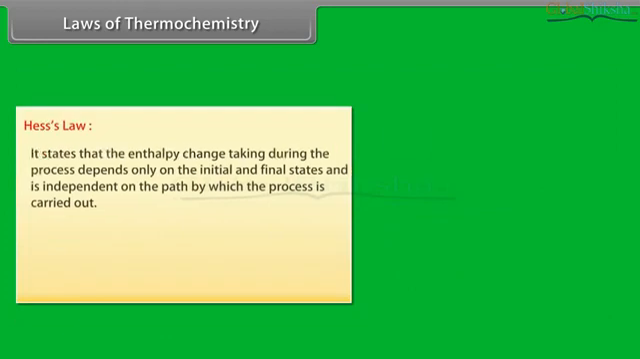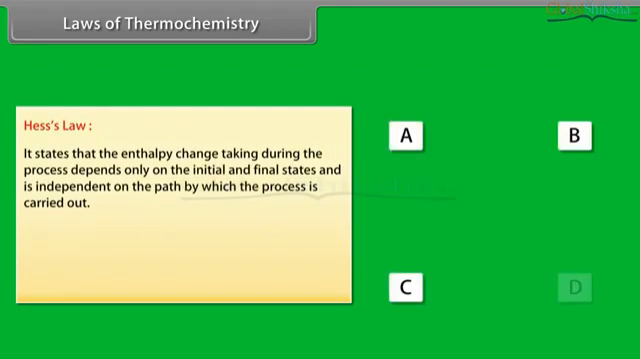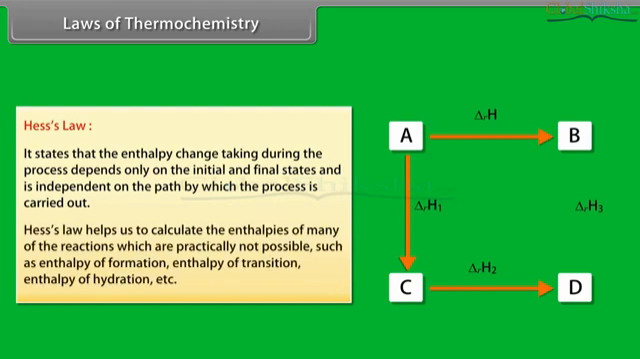Hess's law. Hess's law states that the enthalpy change taking place during a process depends only on the initial and final states and is independent of the path by which the process is carried out. Hess's law helps us to calculate the enthalpies of many of the reactions which are practically not possible, such as enthalpy of formation, enthalpy of transition, enthalpy of hydration, etc.